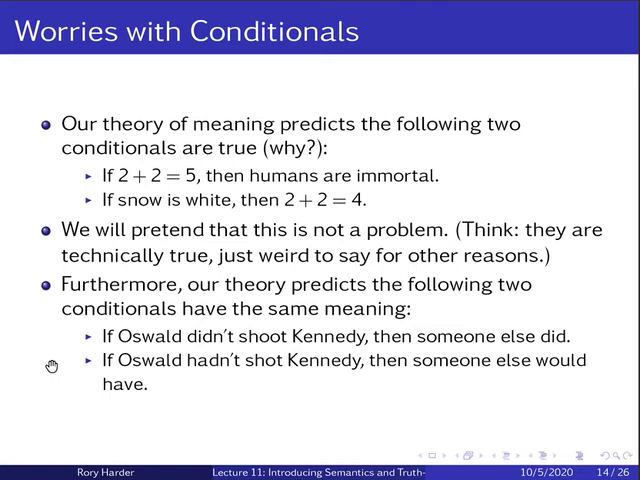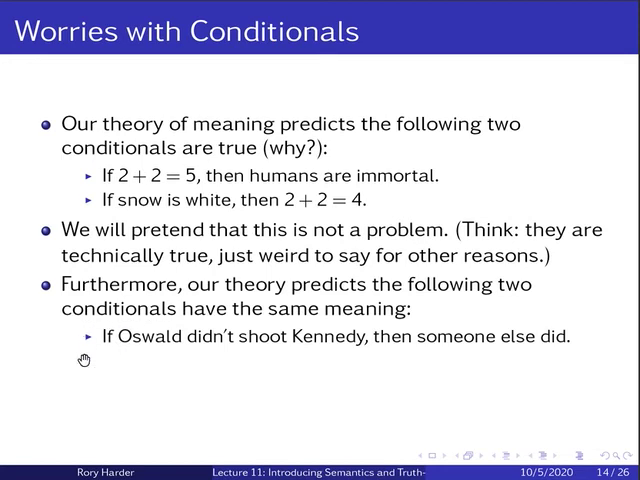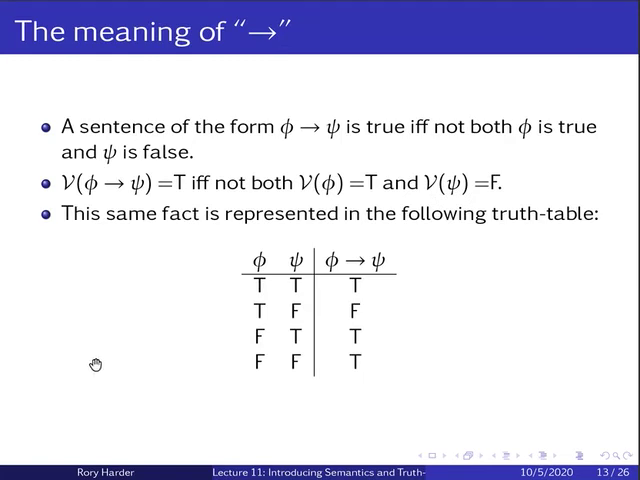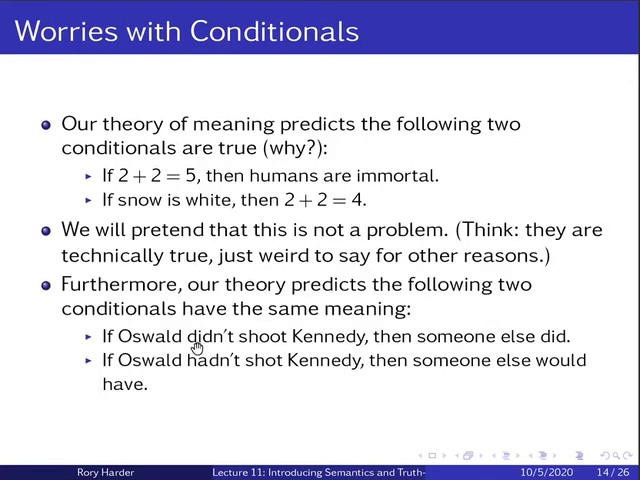So it's possible to imagine that these two conditionals differ in truth value. So it can be true that if Oswald didn't shoot Kennedy, then someone did, but it can be false, still in that case, that if Oswald hadn't shot Kennedy, then someone else would have. So what that means is that these two conditionals seem to differ in meaning. However, we only have, in our theory, a single meaning for the conditional. So our theory cannot explain the difference between these two conditionals.